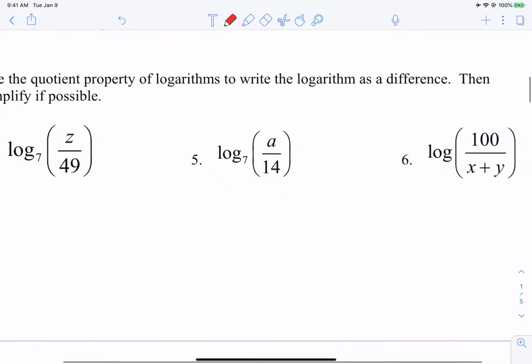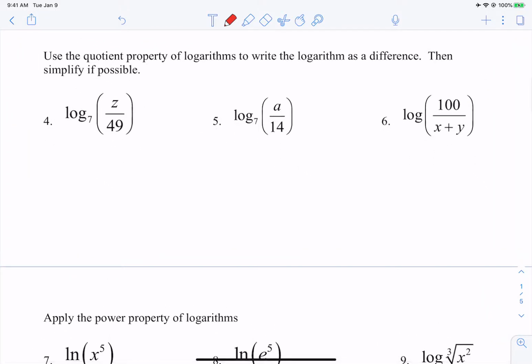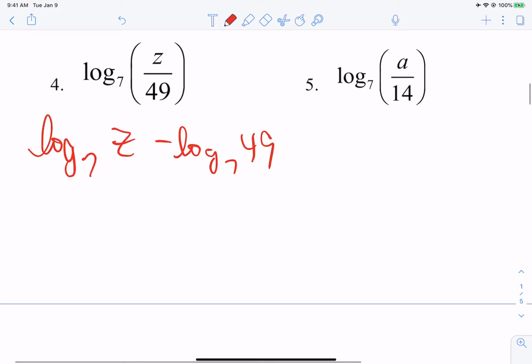Okay, let's keep going. Now, it says for 4, 5, and 6, we are going to use our quotient property because we have a fraction. Now remember, it is going to be the log of the top minus the logarithm of the bottom. Now, it starts out as a log base 7. We have to write a log base 7 every single time. Okay. Now, in this particular one, this one needs to simplify. So what power do I put on a 7 to get the number 49? And that would be 2. So that gets replaced with a 2.